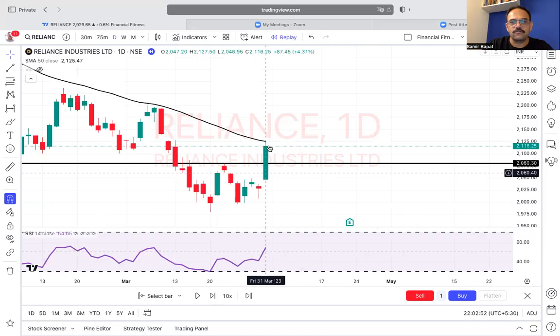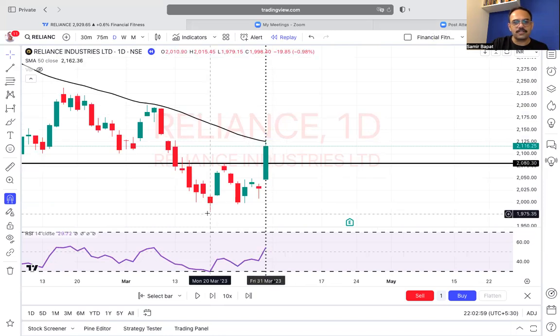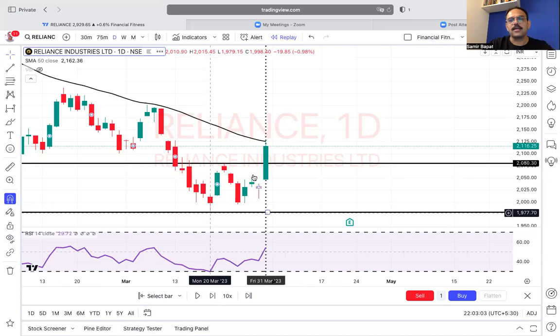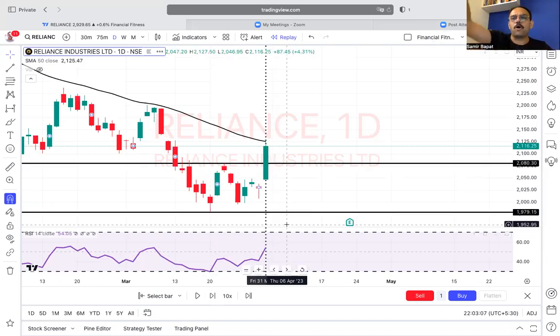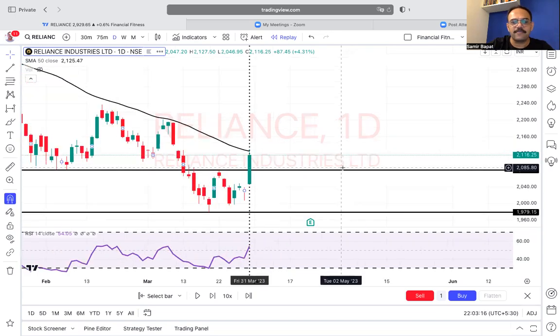So it has crossed. We will enter here. This is our entry. Once our entry is done, where is the stop loss? This is our stop loss. We will exit in loss there. When will we exit in profit? When it goes to the overbought condition above the 70 line, or it closes below the 50-day moving average. So we will exit 50%.